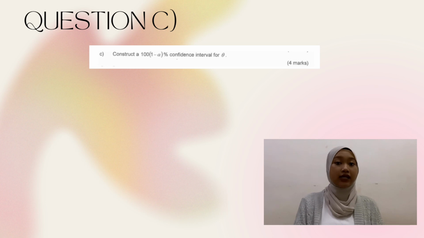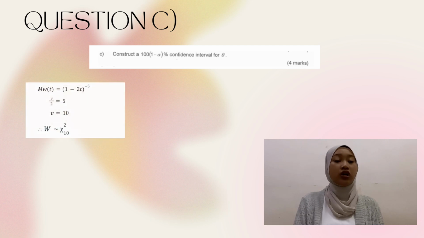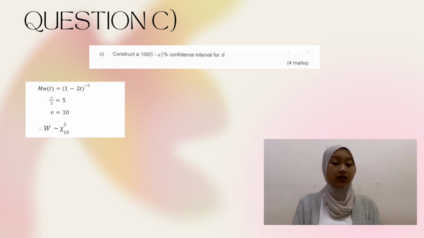Next, question D asks to construct a 100(1 minus alpha)% confidence interval for theta. To construct it, we need to determine the distribution of W first. From question C, we can conclude that W follows gamma with alpha 2 and theta 5, or W follows chi squared with V degrees of freedom. Since V over 2 equal to 5, V is equal to 10.